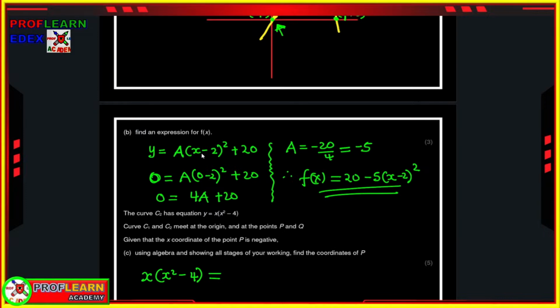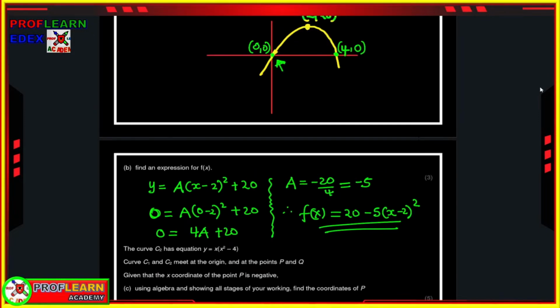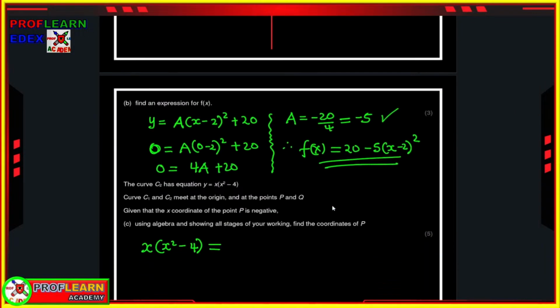I just placed it as minus 2, because whenever you are finding a turning point, usually you take the opposite sign. So since our turning point was positive 2, inside the bracket here we shall have minus 2. And then, in order to find the value of a, I substituted the origin (0, 0) into this equation, so that I was able to find my value of a as -5. And now our f of x can be written in that form.